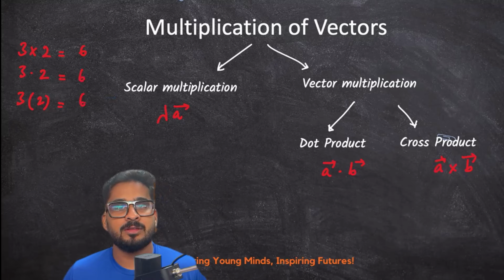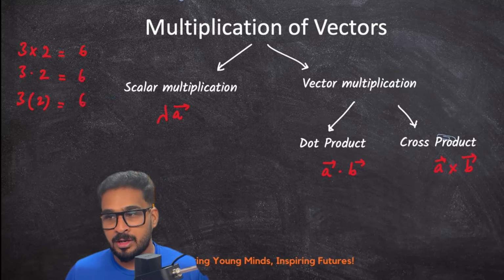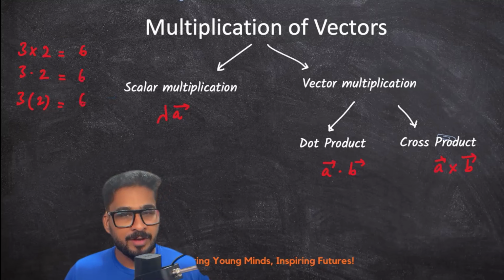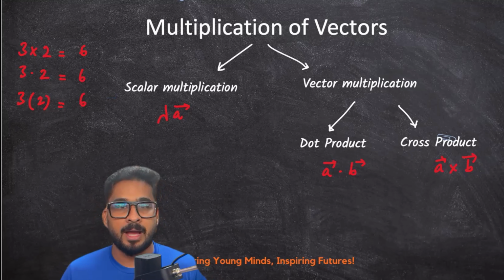In general mathematics, in arithmetic, for rational numbers or real numbers, multiplication is defined to be repeated addition, and similarly division is considered to be repeated subtraction. But in vector algebra, we define multiplication as scalar multiplication and vector multiplication. Scalar multiplication is nothing but just increasing the magnitude of the vector.